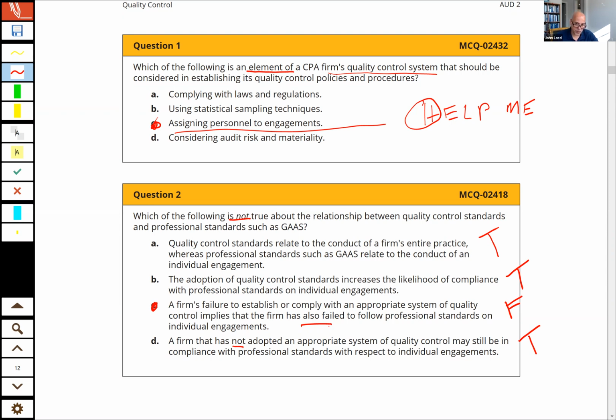If it's looking for something that's not true, get yourself comfortable with what is true, right? And then that not true one, even though they kind of wrote it up in a squirrely manner, weasel worded it on us, you should be able to eliminate the others and pick that one. Okay, question?